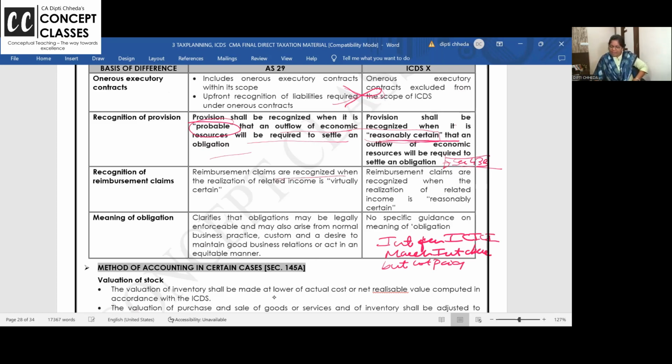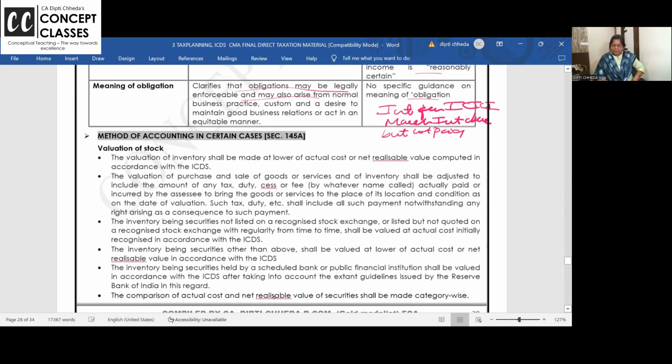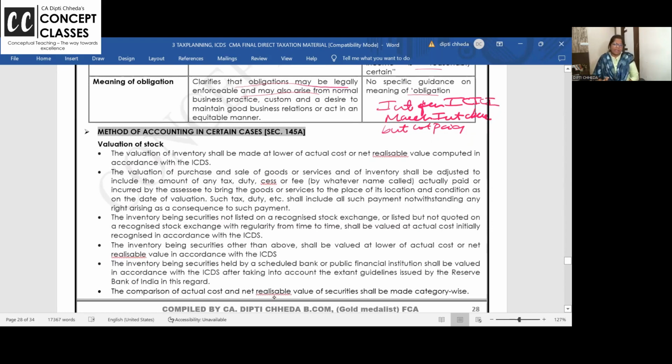Reimbursement claims are recognized here also. And this clarifies obligations may be enforceable from natural, customary and all. Nothing like that. Provisions is okay, just make a provision if it is absolutely necessary in income tax. Otherwise, no provisions are allowed.